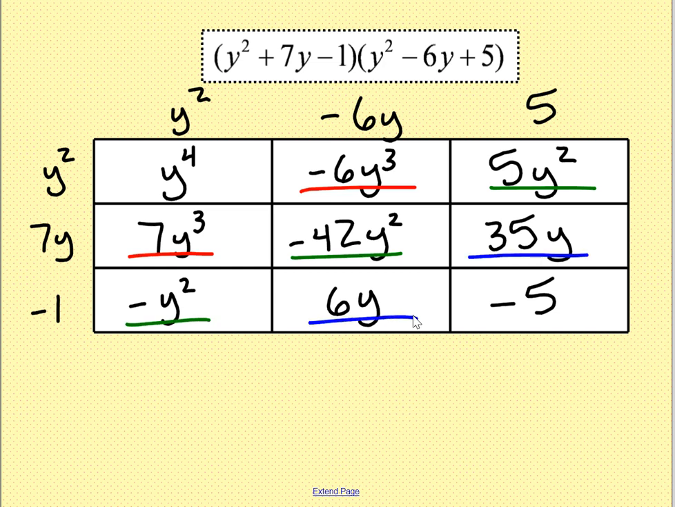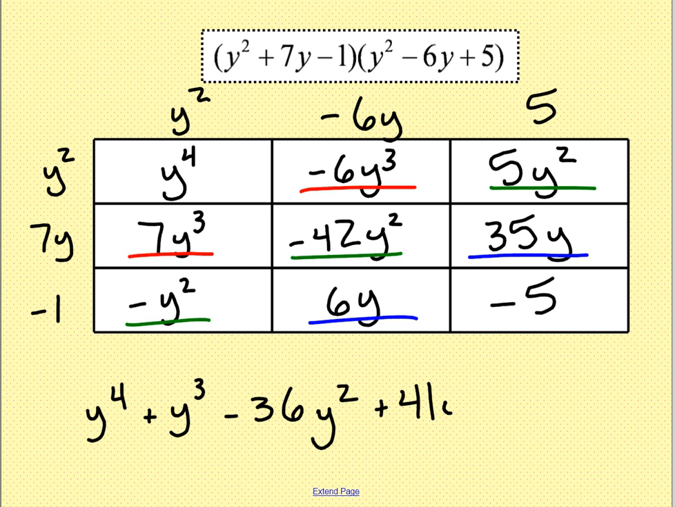So I have y to the 4th. Negative 6y cubed plus 7y cubed is going to be positive 1y to the 3rd. So just, you don't have to put the 1 there. I have 5y squareds minus 42y squareds. That's going to be negative 37y squareds minus another y squared. So it's going to be negative 36y squareds. I have 6y plus 35y, so that's going to be 41y, and then I have minus 5. And that's my final answer.